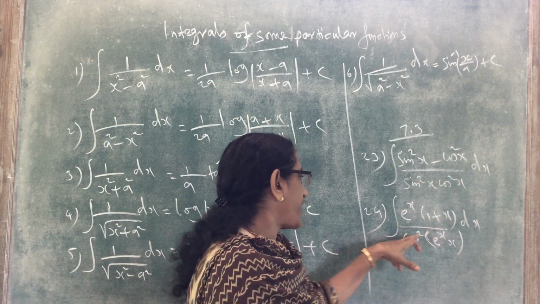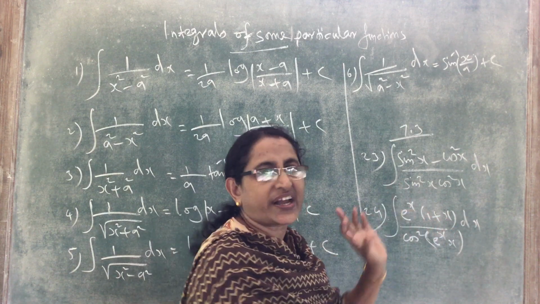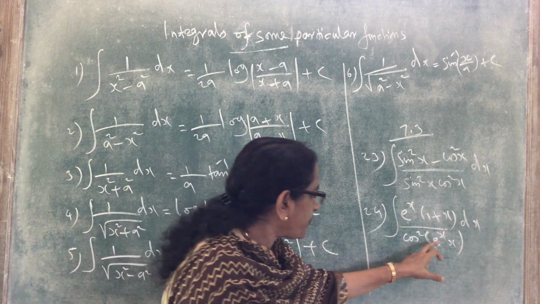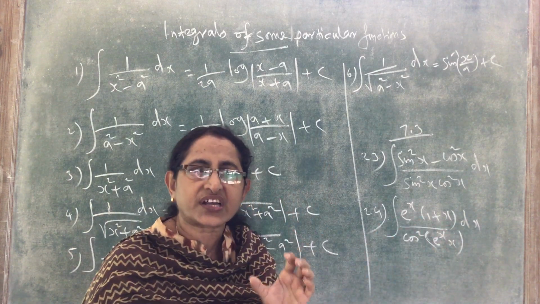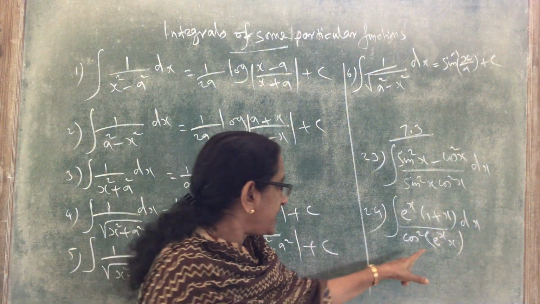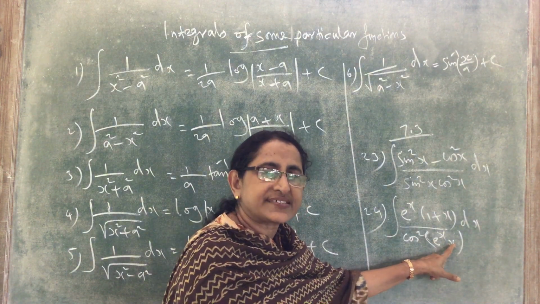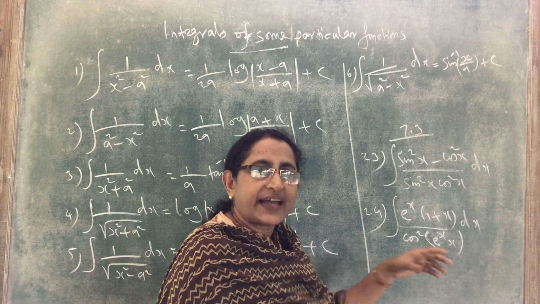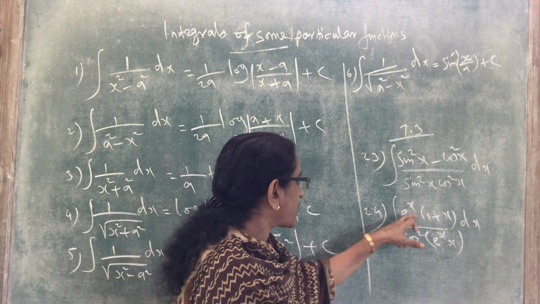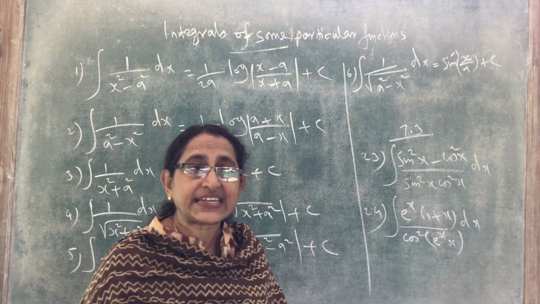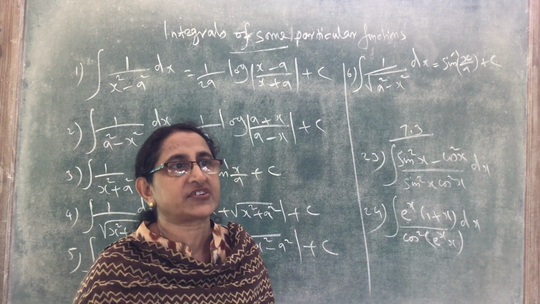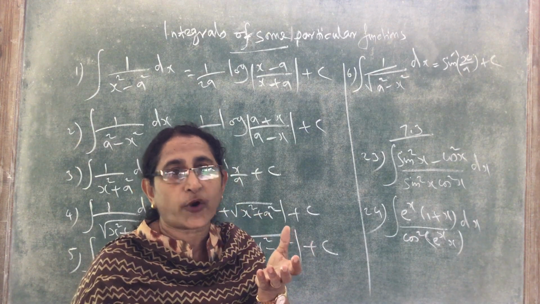Just write the answer. And here, the 24th, integral of e^x (1 + x) divided by cos²(e^x x) dx. See, what is the derivative of e^x into x? Product rule: e^x into the derivative of x, 1, plus x into the derivative of e^x. That is nothing but the numerator, e^x (1 + x). That is the derivative of e^x x, because that is a product.